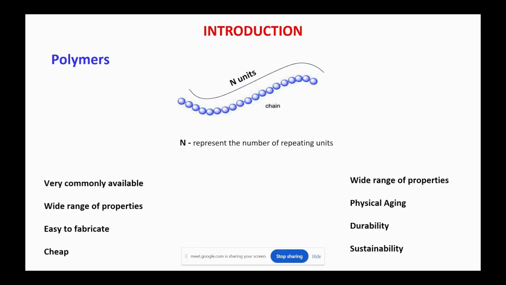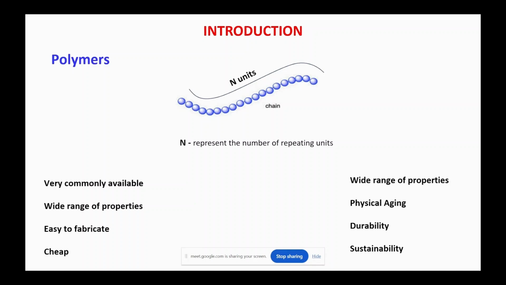And then the third point is it's cheap. Unlike metals or ceramics, polymers are cheap. They actually have a low cost raw material. So as far as this advantage is concerned, they are attractive, but at the same time, these advantages can also be a certain disadvantage for polymers.